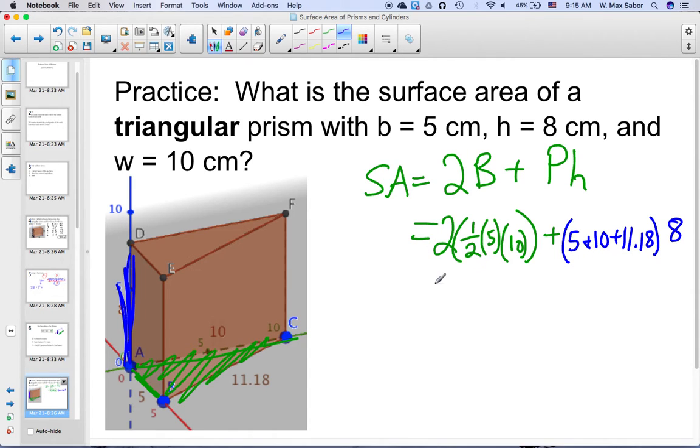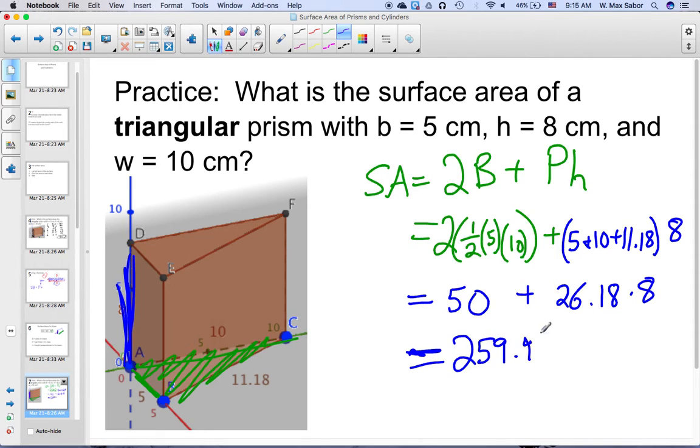Now we want to type all that in. This is going to be 50 plus 26.18 times 8. Let's type that out. 26.18 times 8 plus 50 is 259.44 square centimeters. Note that it's going to be square centimeters because it's surface area.